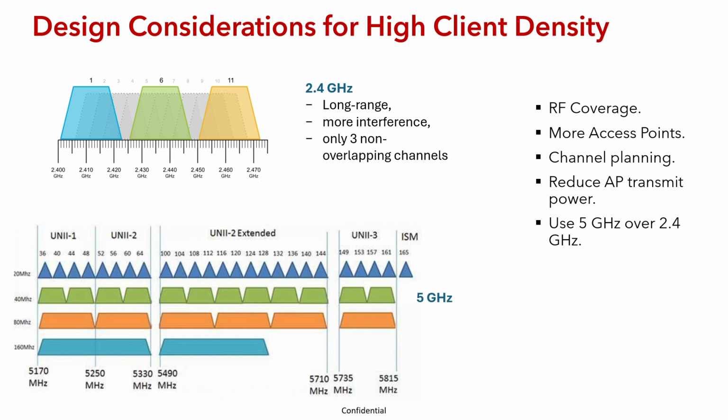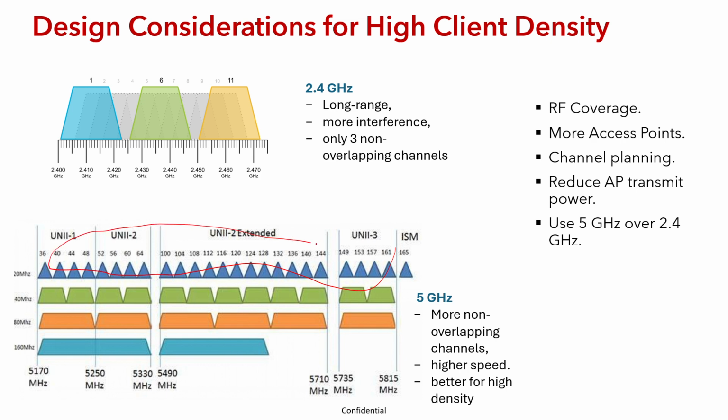So the safe option is to go for 5 gigahertz, which has more non-overlapping channels, higher speed, and is better for high density. So 5 gigahertz is usually the better choice for a high density network because you have more channels. When you're running 20 megahertz, it will give you 24 non-overlapping channels.